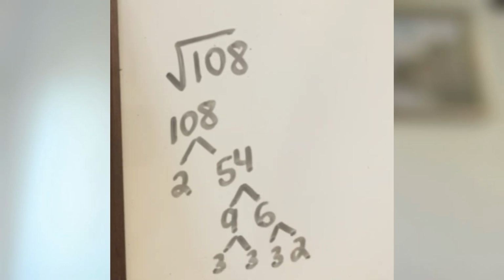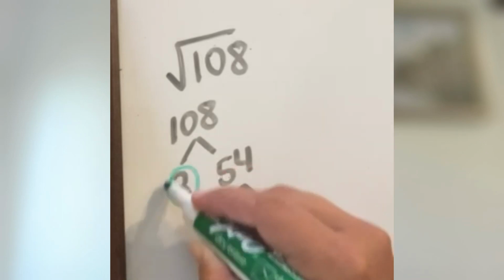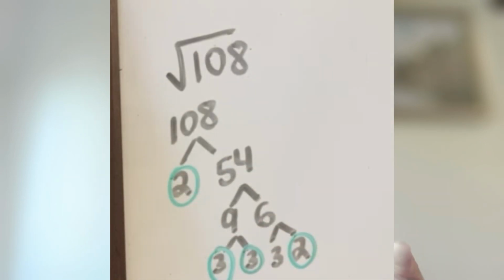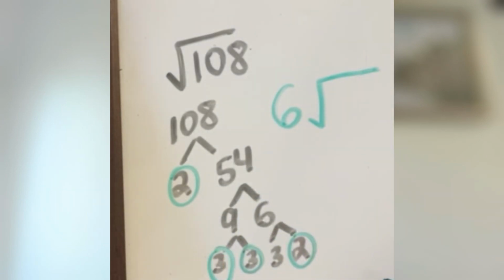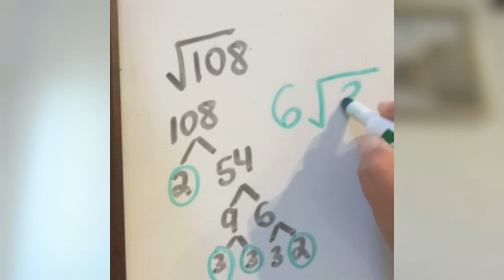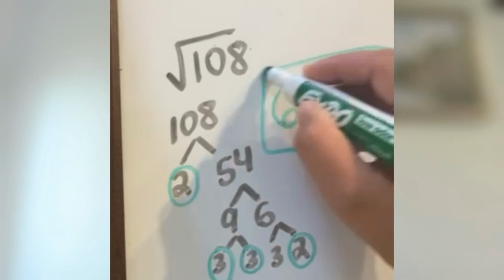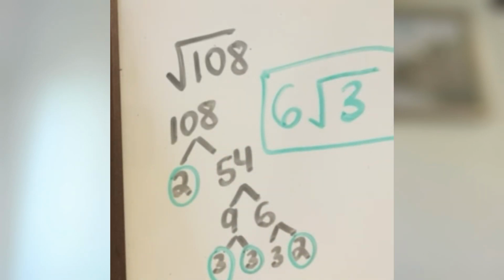Now I'm getting to my step of looking for pairs. Well, I'm going to circle my pairs. I have a pair of 3s, and I have a pair of 2s this time. So I'm going to take out a pair of 3s and a pair of 2s. So therefore, I'll have 6. 3 times 2 will get me 6. That's getting taken out. What do I have left over? I have 3. So I'll be left with the square root of 3. So putting it all together, the simplified version of the square root of 108 will be 6 square root of 3.